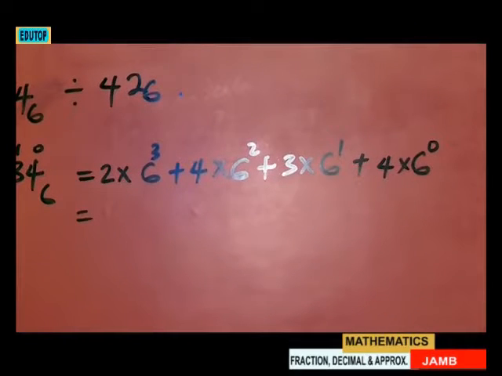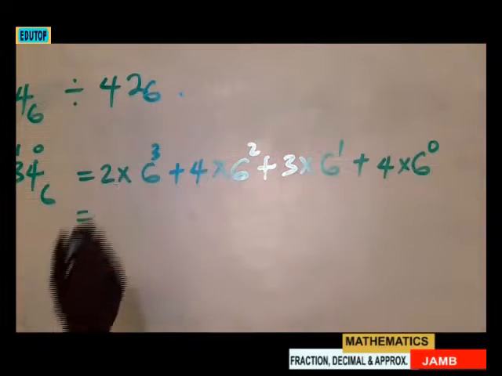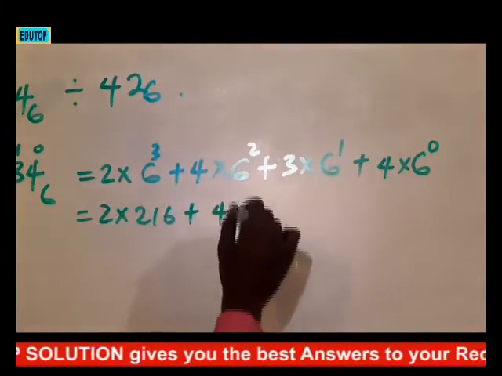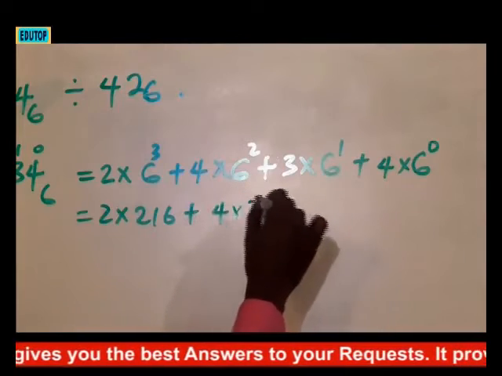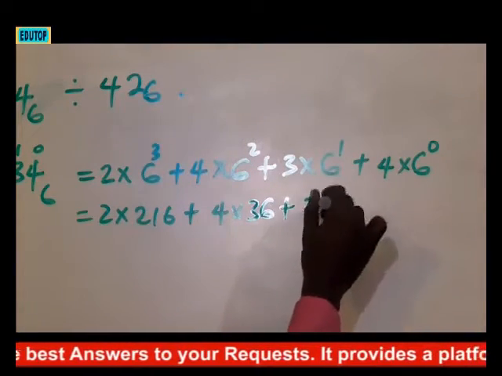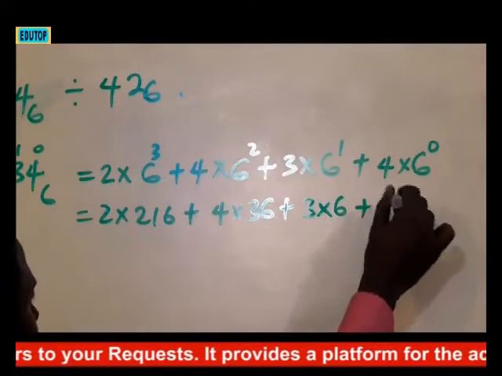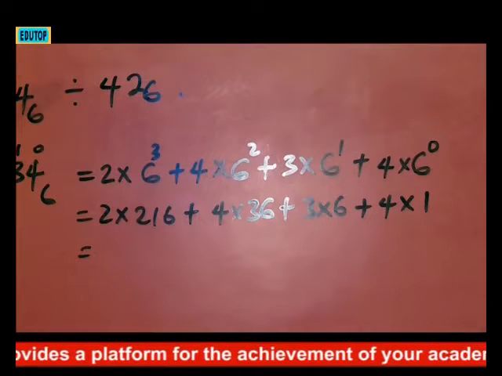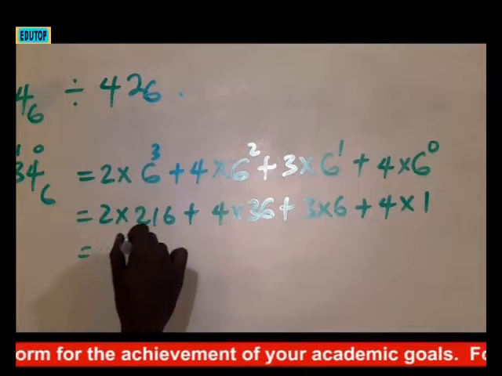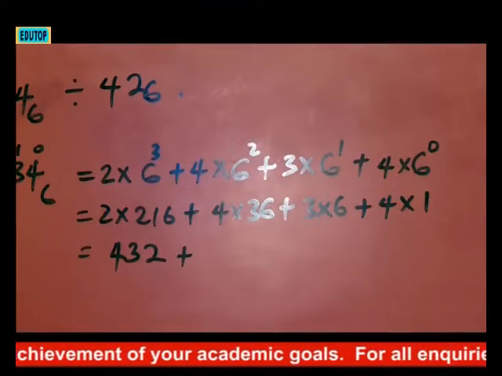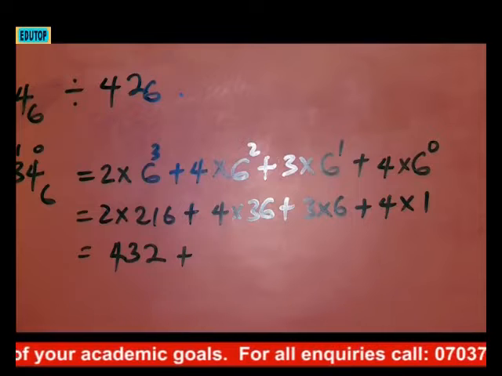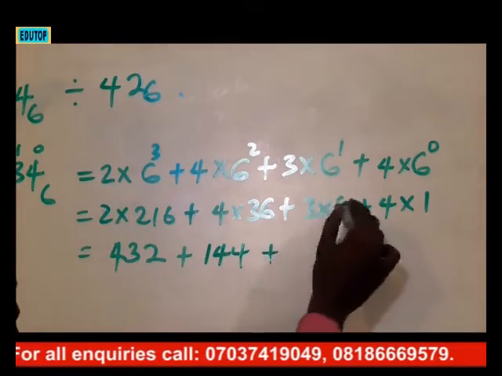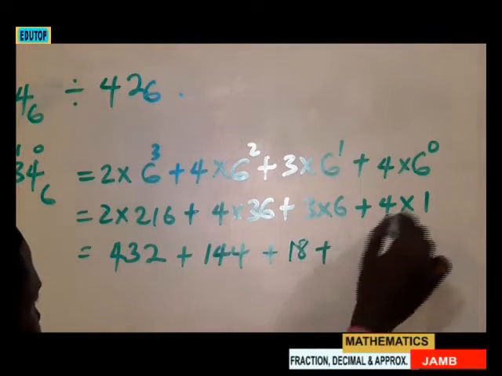That will definitely give us 216. So we have 2 times 216 plus 4 times 6 raised to power 2, that is 36, plus 3 times 6 raised to power 1, 6, plus 4 times 6 raised to power 0, 1. So here we have 2 times 216, we have 432, plus 4 times 36, 36 times 4, that is 144, plus 3 times 6, 18, plus 4 times 1, 4.